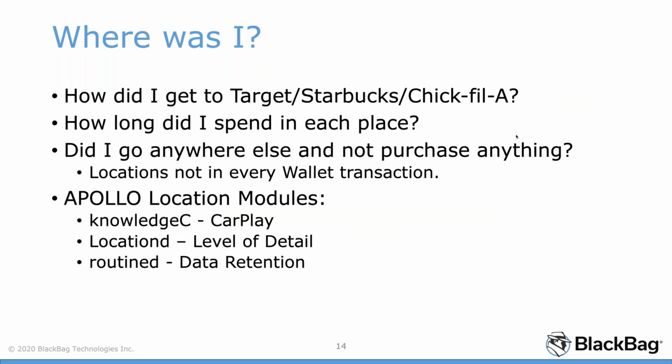All right, so I went to all these places. Where was I? Perhaps the Passes 23 didn't have location. How can I find the location of these different places? How long did I spend in each place? Did I go anywhere else between these purchases, maybe not purchase anything? So I'm going to focus on some more of the location-specific modules here. I'm going to touch a little bit about CarPlay, Location D, as well as Routine D.